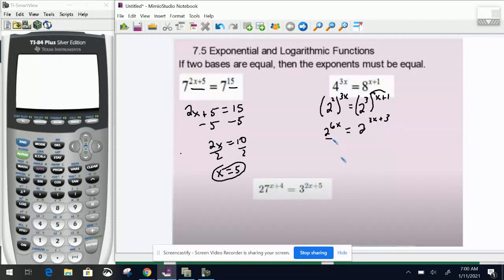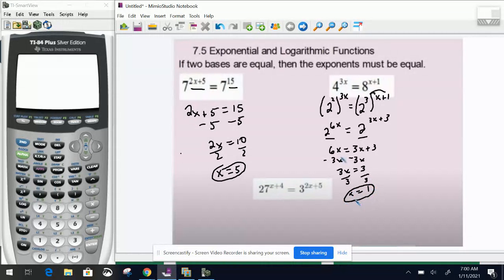Now that I have the same base, I can set these equal to each other, and I have 6x is equal to 3x plus 3. Now I've got to get the x by itself, so back to simple what we did at the very beginning of the year. We're going to move the 3x. I've got 3x equals 3. I divide by 3, and I get x is equal to 1.